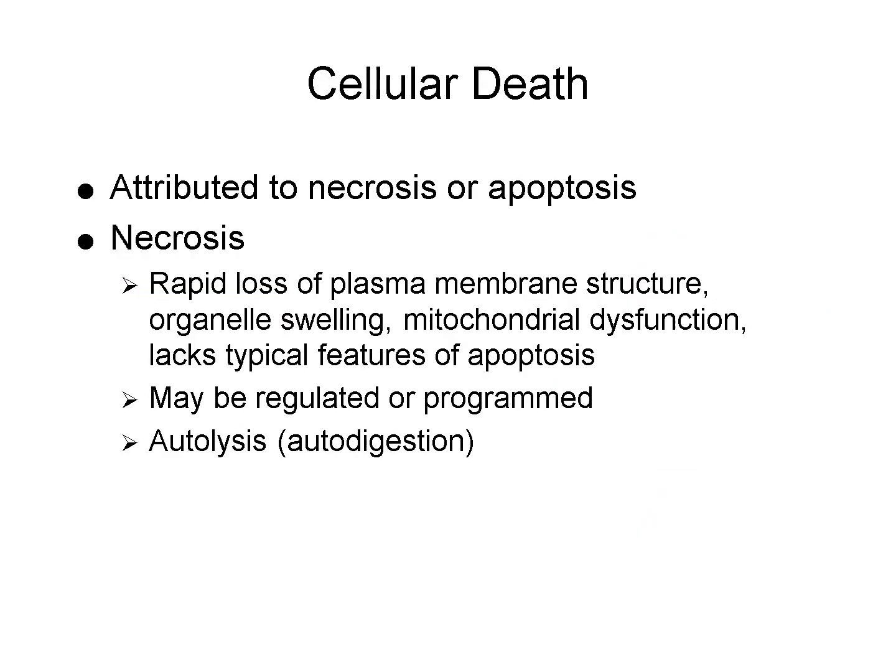Cellular death is attributed to two primary mechanisms: necrosis and apoptosis. Necrosis involves the rapid loss of plasma membrane structure, swelling of organelles, mitochondrial dysfunction, and a breakdown of normal cellular architecture. Unlike apoptosis, necrosis does not follow a controlled sequence and often triggers inflammation. Interestingly, some forms of necrosis may still be regulated or programmed by the cell. Autolysis, or autodigestion, occurs when the cell's own enzymes break down cellular components after death.